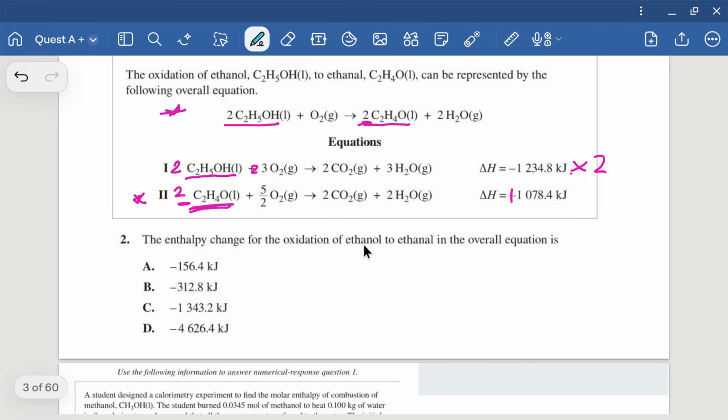And when we're multiplying by 2, we definitely want to multiply everything by 2. And if you write this all out, you will see what you don't need canceling, and we will get the correct number of moles for oxygen and water. So when you add these together for Hess's law by changing your sign and multiplying both of these by 2, you'll see that your answer is B.